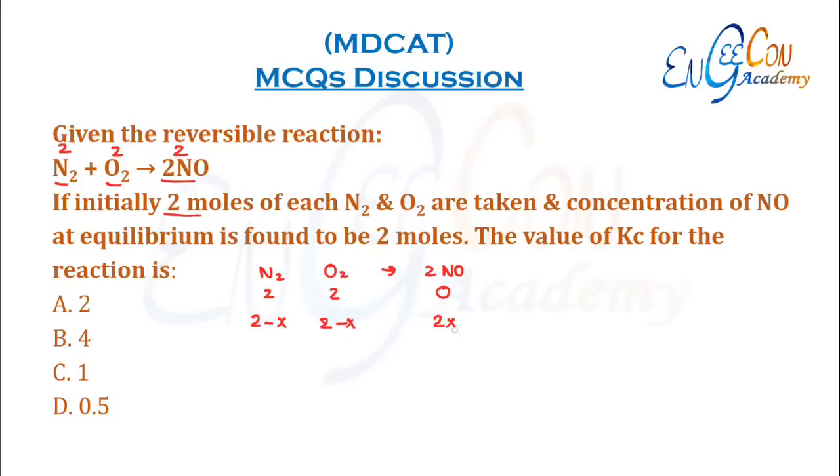So now we know that 2x for 2NO is equal to 2. So it means that x is equal to 1. So we can write 2 minus 1, 2 minus 1. So 1 mole of each N2 and O2 are present at equilibrium and 2 moles of NO are present at equilibrium. Now Kc is equal to NO square, so it equals 2 square divided by 1 into 1, so it is equal to 4. So B is the correct option.